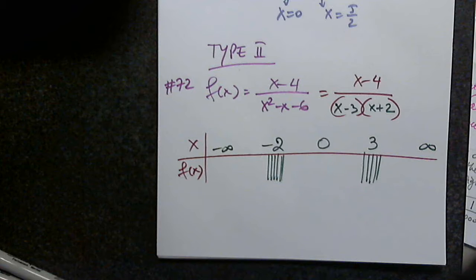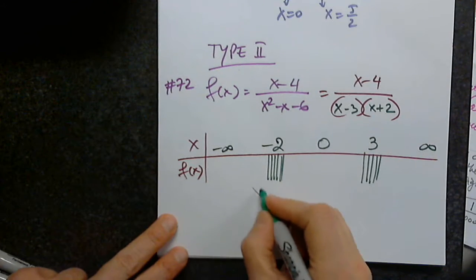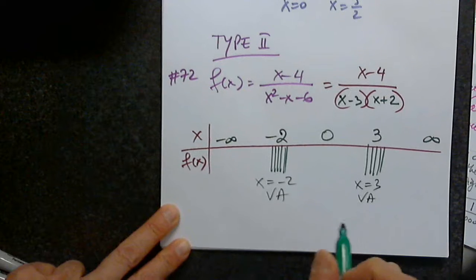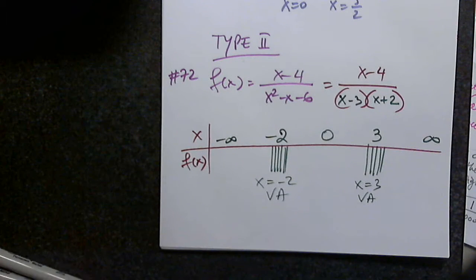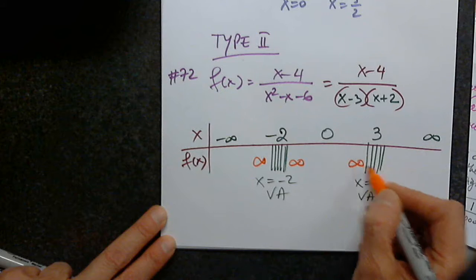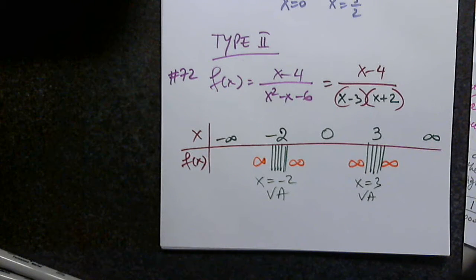Now I want to establish right away whether these will be vertical asymptotes. Yes or no? Yes. So x equals -2 is a VA and x equals 3 is a VA. Because I know that, what happens left and right? I don't know which type, if it's positive or negative, but I will establish that in a minute.